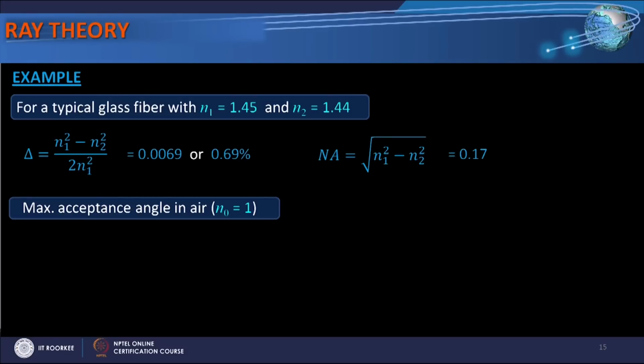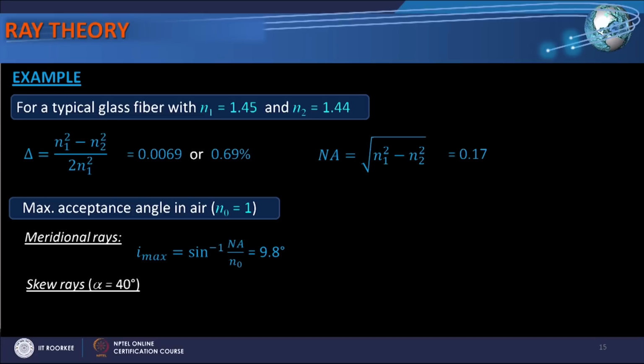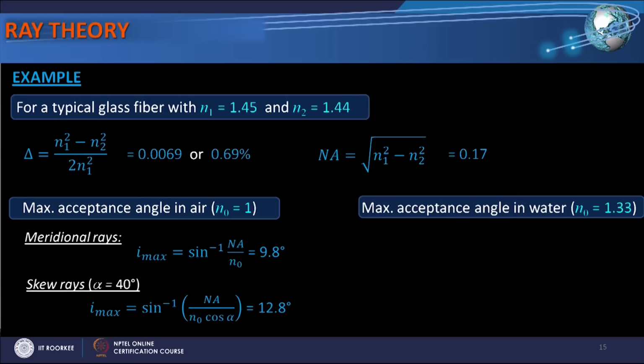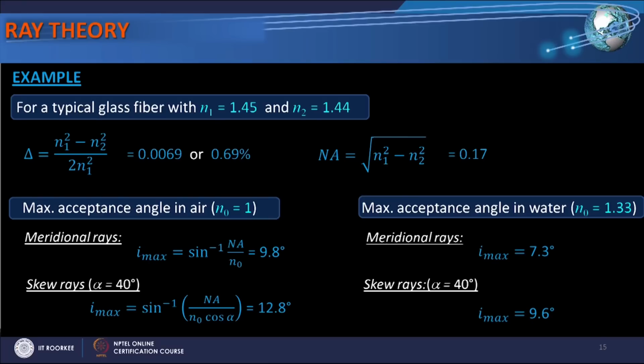The maximum acceptance angle in air can now be given, for meridional rays, as θ_max equals sin inverse of NA over n0, which is about 9.8 degrees, and for skew rays with alpha equal to 40 degrees, it is about 12.8 degrees. If I put the same fiber in water, where the refractive index is 1.33, then for meridional rays θ_max becomes 7.3 degrees and for skew rays it is 9.6 degrees.